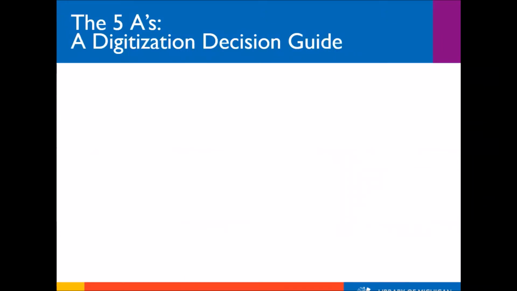Once you have your stakeholders gathered, we can break down the framework of should you, may you, can you a little further in what I like to call the 5 A's. You'll need to consider audience, access, available, allowed, and able.